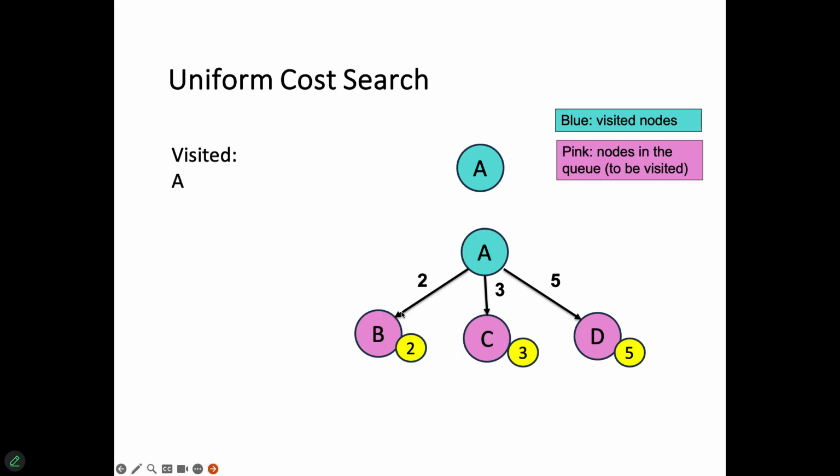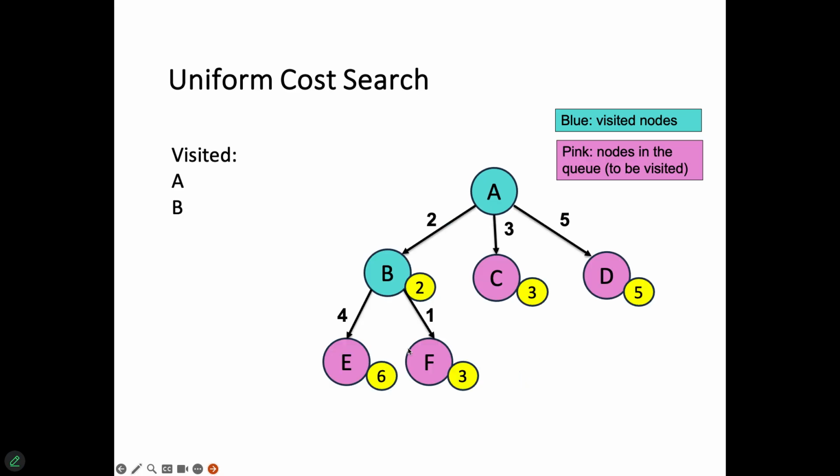Now we could go to B, C, D, and we said that the cost of B is 2, which is the lowest cost, so we go to B. And at each step, because what matters is the total cost, I'm going to show the total cost of reaching each node from the root node using these yellow circles, okay?